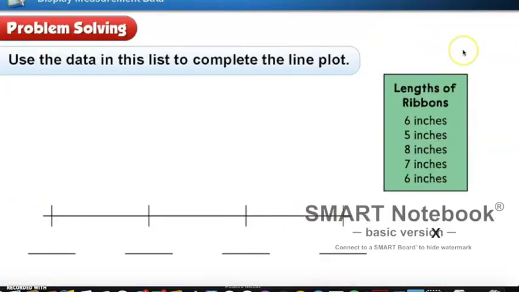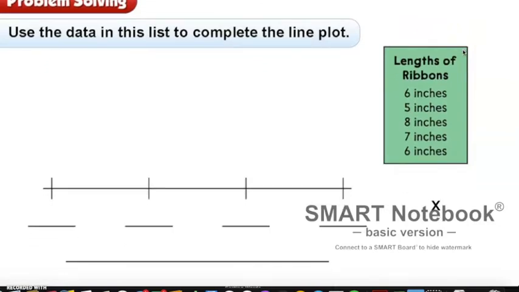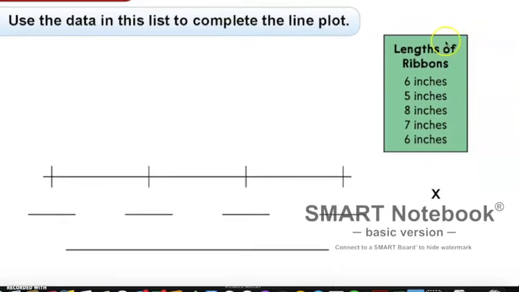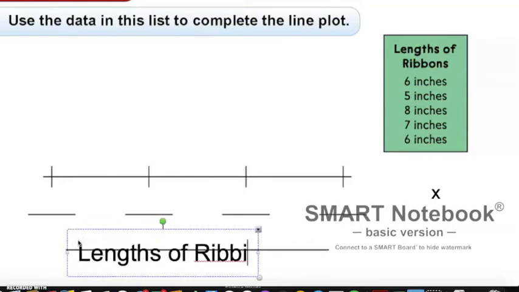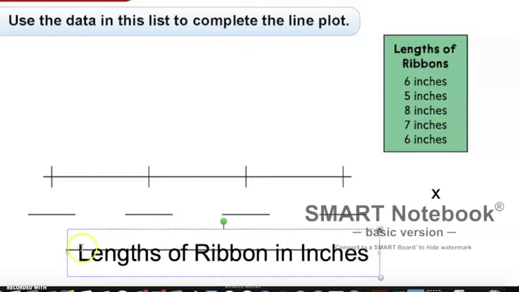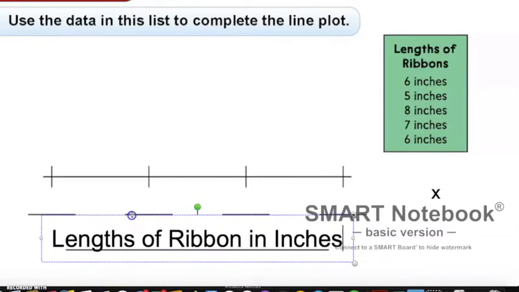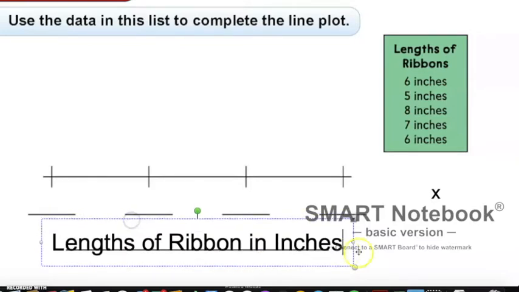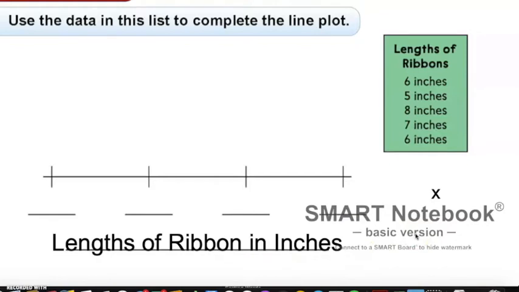So let's try this one. It says use the data in this list to complete the line plot. So we have a bunch of data right here about the lengths of ribbons. So our title might be lengths of ribbons in inches. Okay? So that's our title of our graph. Now what we do is we start by finding the smallest number in our data. So it looks like the smallest number here is 5 inches. So we're going to make our line plot starting with 5.